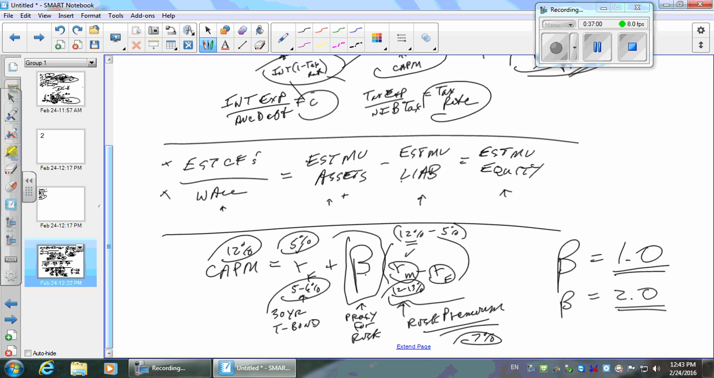If a company has very little variability, what do you think? It's not very risky. Its beta would be real low, because it'd be tracking with the market. Okay, yes, sir? I mean, it could be lower than 1, can it?